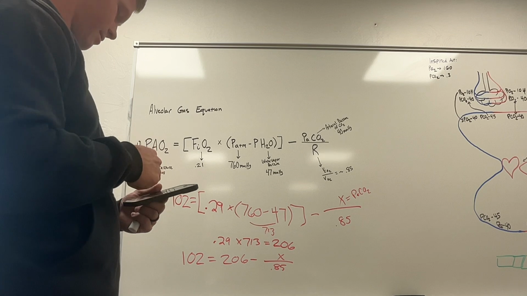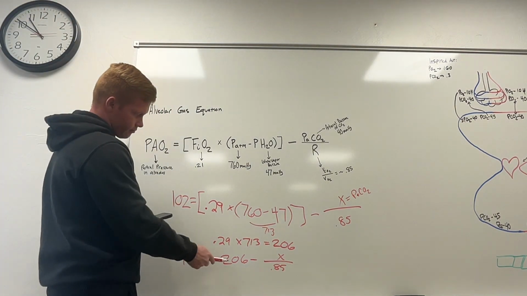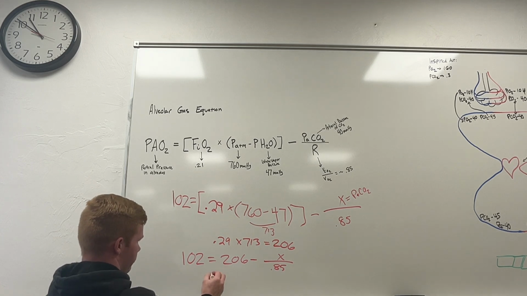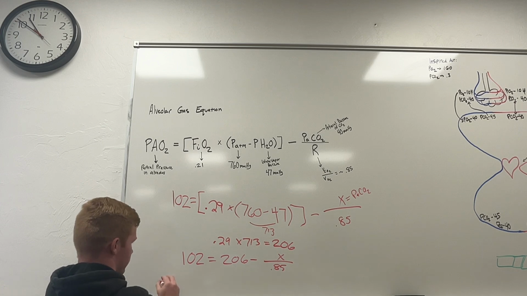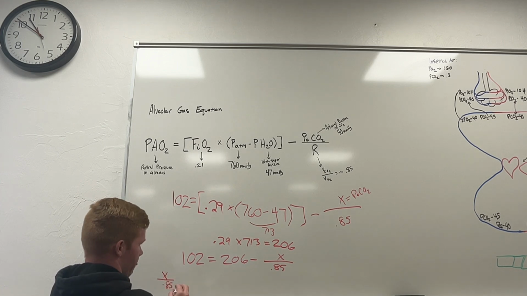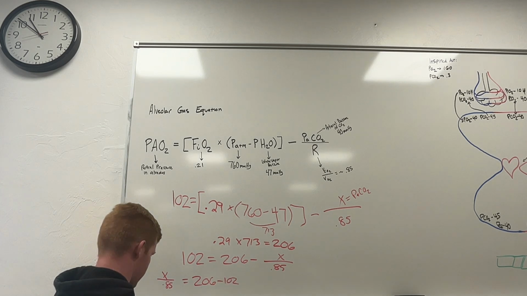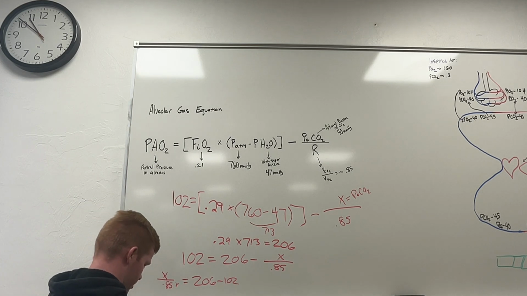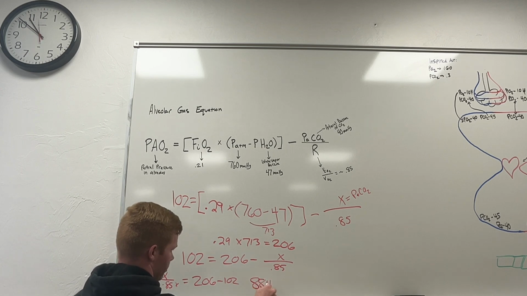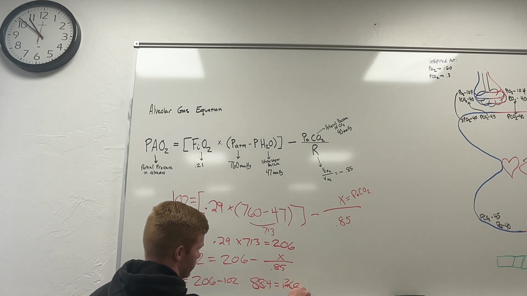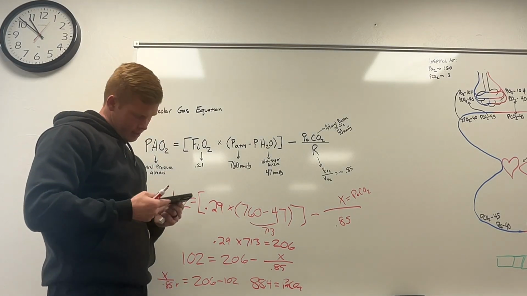Fun stuff. Yeah. And then we're going to take this part now, and we're going to kind of flip it and make this positive. So we're going to get X over 0.85, and that's going to make this equal 206 minus 102. Let's see what that gets us. 206 minus 102 is 104. And we have to multiply that by 0.85. And that gives us 88.4. And that 88.4 is what the PaCO2 equals.